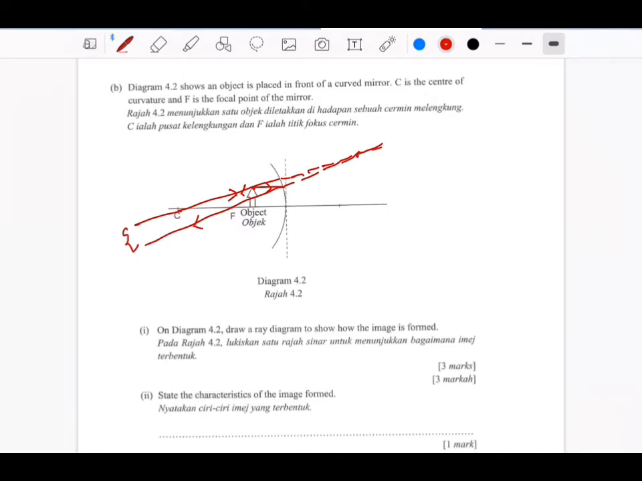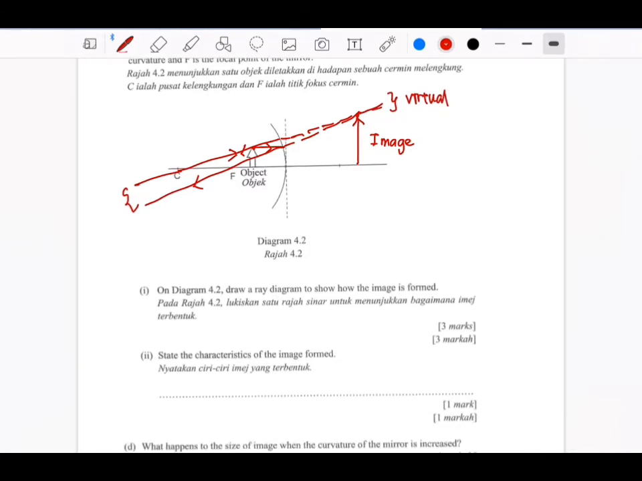So all these are straight line. So here is the image, the intersection point of the dashed line. We use dashed line because here is virtual. Okay, part 2, state the characteristic of the image.